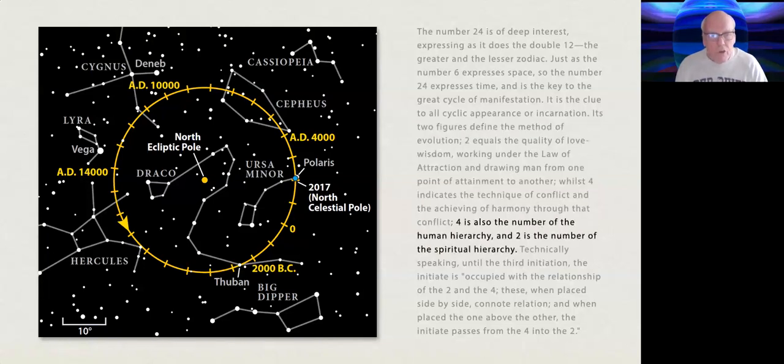Next, 4 is also the number of the human hierarchy, and 2 is the number of the spiritual hierarchy. So now we have a third factor. We might conclude from this statement that through the dynamic action of rays 4 and 2, which condition the experience of time and space on the evolutionary path, the human kingdom gradually moves from the 4th to the 2nd hierarchy. And all of this is overshadowed by the purpose of Shambhala.